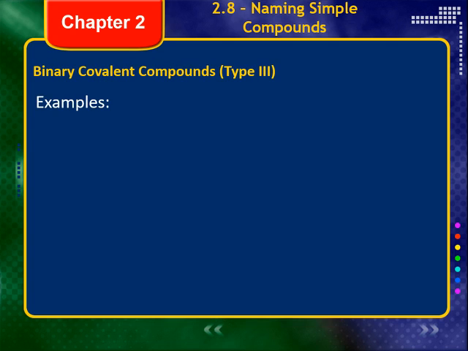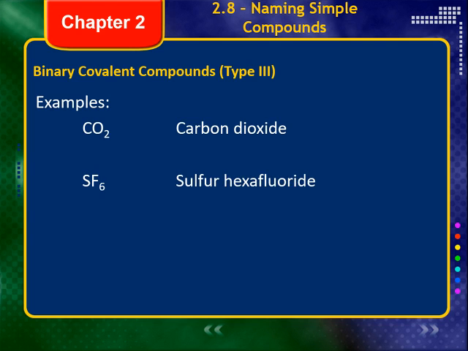So let's look at some examples of the type 3, the binary covalent compounds. We got CO2. Again, there's only one of the first element, so I'm not going to say mono. That's the only time I'm not going to put a prefix on here. So I'm going to say carbon, and I have to tell you that there are 2 oxides. So carbon dioxide. Here again, there's only 1 sulfur, but there are 6 fluorides. I'm not going to say the mono. I'm going to say sulfur hexafluoride.